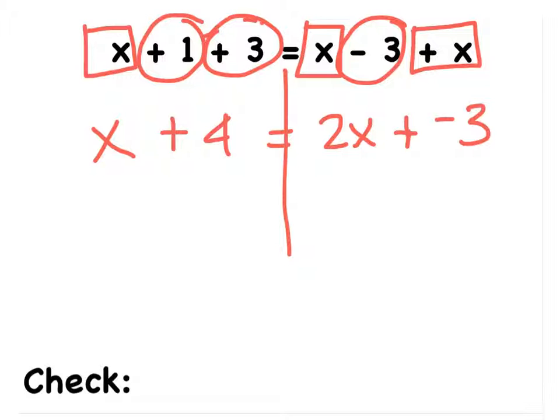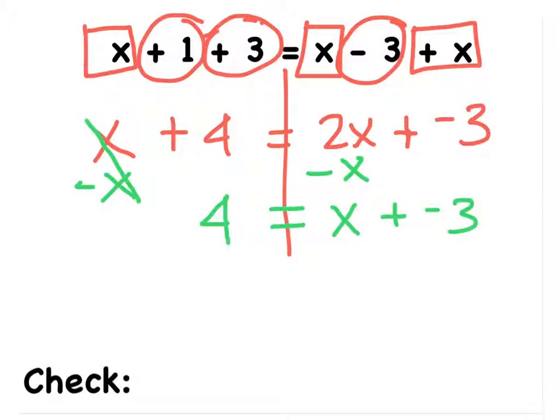I've got to get rid of the x on one side and the number on the other side so that I have one side with just x's and one side with just constants, with just numbers. What I'm noticing is since I have 2 x's on one side and just 1 x on the other, it's going to be easiest if I subtract 1x from both sides. So this adds up to 0. I'm left with 4 equals x plus negative 3. So that's my first step.